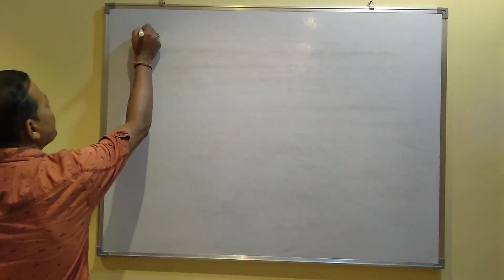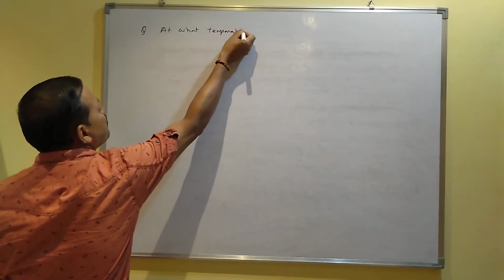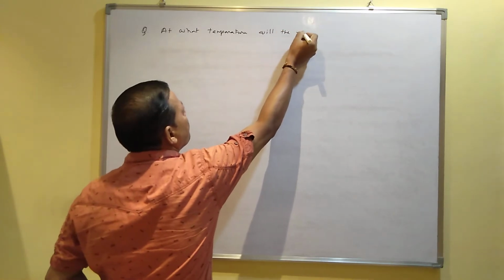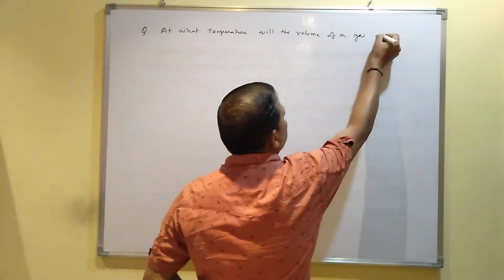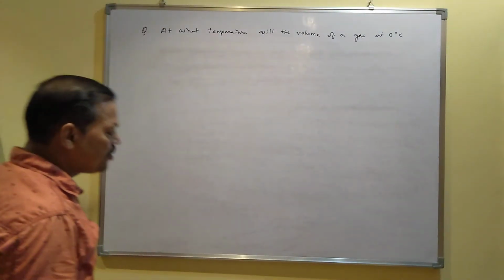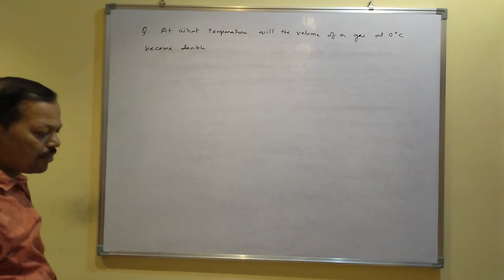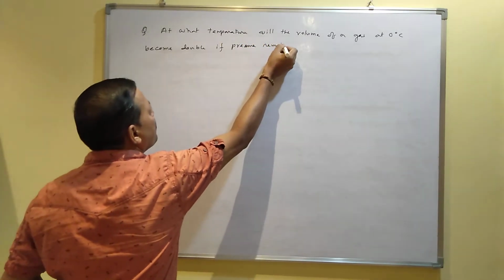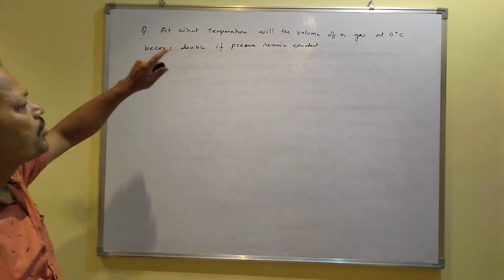Okay, now we'll do one numerical based on Charles's law. At what temperature will the volume of a gas at 0 degree Celsius become double if pressure remains constant? Pressure remaining constant means you can apply Charles's law, because volume and temperature are given.